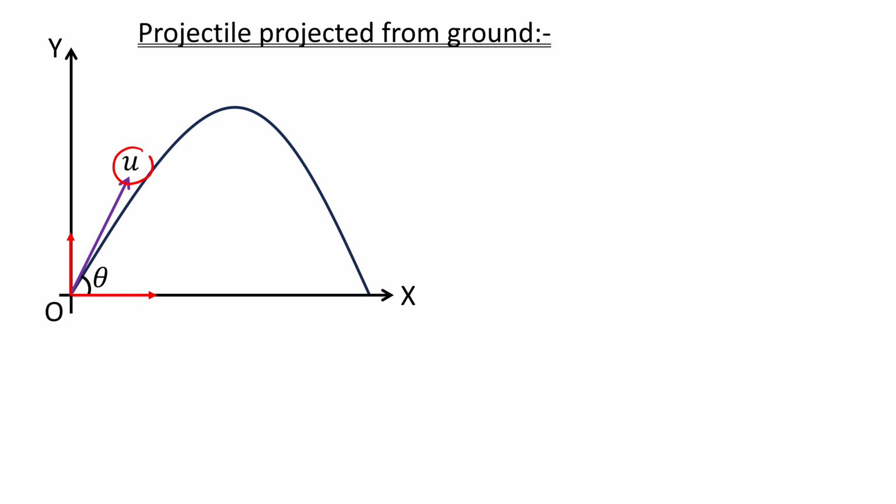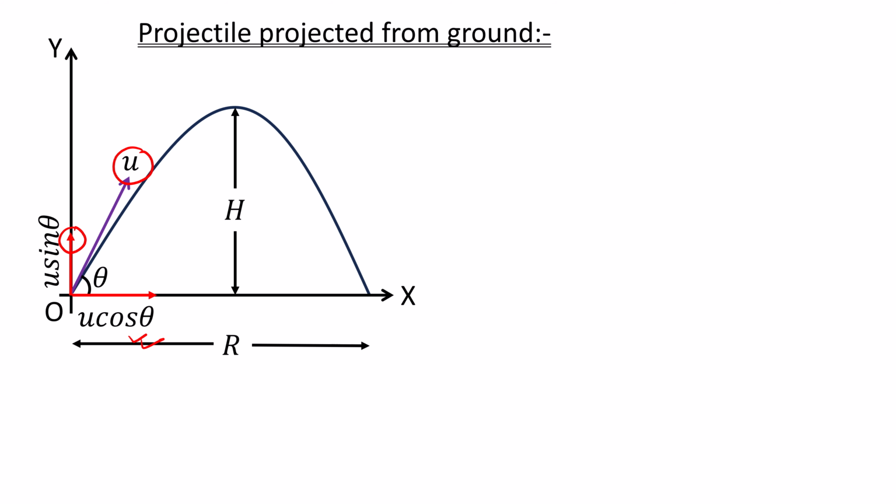This velocity u has two components: u cos theta along x-axis, which is responsible for horizontal motion, and u sin theta along y-axis, which is responsible for vertical motion. This is the maximum height attained by the projectile, and this R is the horizontal range.